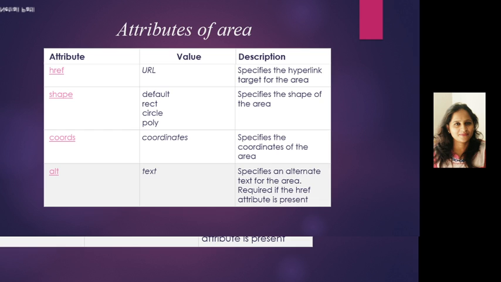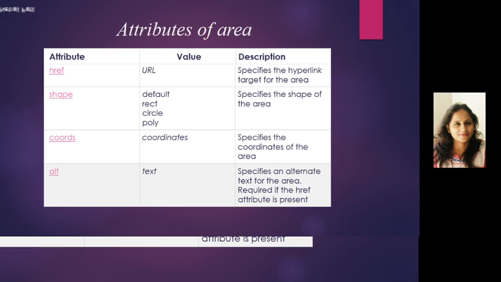There are different attributes of the area tag. First one is href. Href defines the URL to which the clickable region within the image map navigates. Second attribute is shape. It specifies the shape of the area. It can have the value rect, circle or poly. Next one is coords, meaning coordinates. It specifies the coordinates of the area.